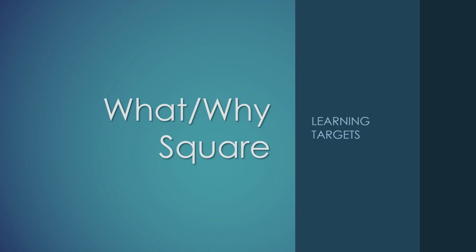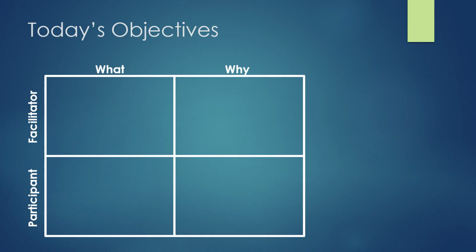We're going to begin with the What, Why, Square. This strategy is to share and engage students in learning targets and rationale. In order to teach you about that, we'll jump right into a demonstration of today's learning targets. Here's a blank What, Why, Square. I'm going to transition into teacher mode now.